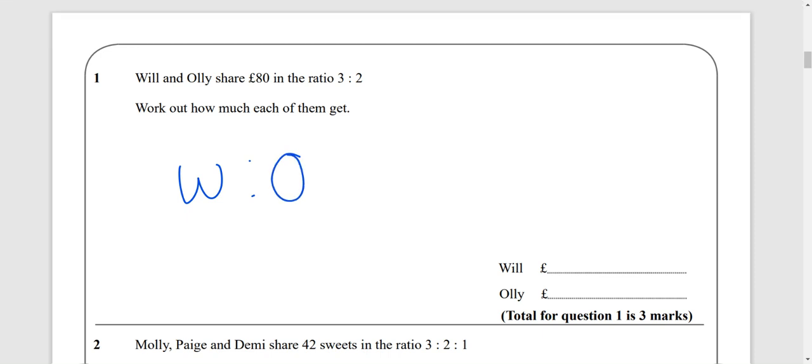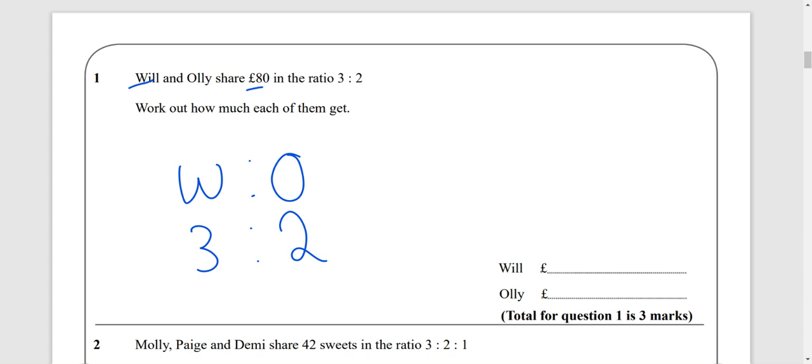First question I sometimes get is, how do you know whose is Ollie's? How do you know whose is Will's? So Will was mentioned first here, so the 3 shares belongs to Will. Ollie was mentioned second, so the 2 shares belong to Ollie. They share £80. £80 is our total amount. We do not need that yet.